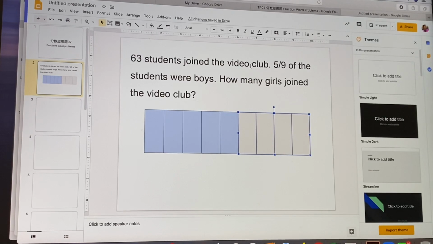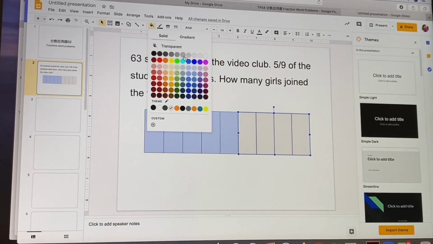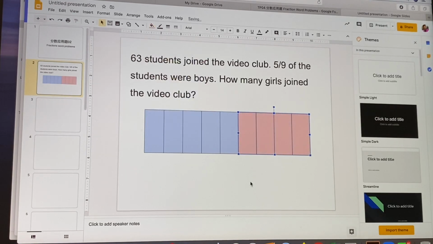And we have 63 students, we part into 9 parts. Each part is 7. So the boys is 5 times 7, and the girls 4 times 7. So it's 28. And that is how we solve this problem.